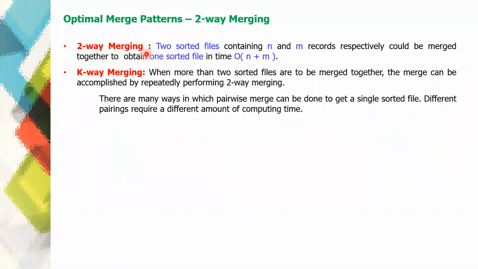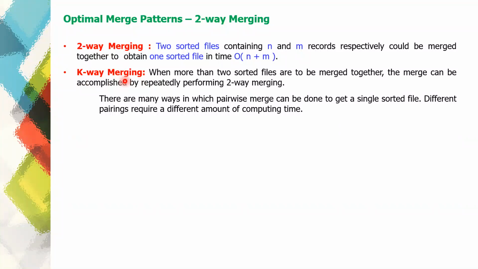Now you can apply the same procedure for performing k-way merging, where you are going to merge k number of files into a single sorted file. Now, if you have only two files and you want to perform two-way merging, then there will be only one solution. But if you have more than two files, then you may directly apply k-way merging.